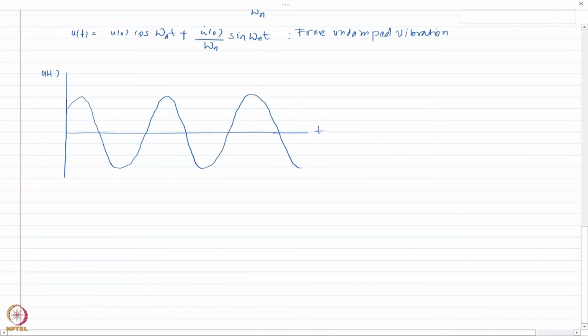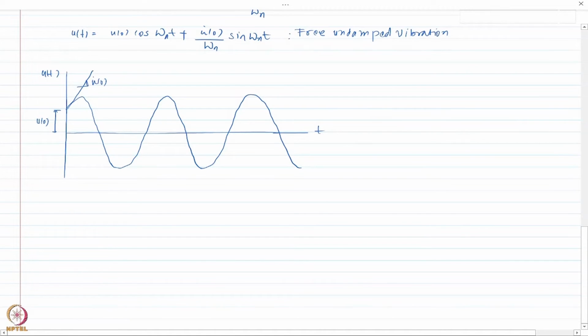So what do I basically see here? The expression for u of t is actually a harmonic function and also a periodic function, which repeats itself after a specific time. If you look at this graph, the initial displacement at time t equal to 0 was u of 0, and the initial slope of u of t is basically the velocity, which I'm going to write as u dot of 0.